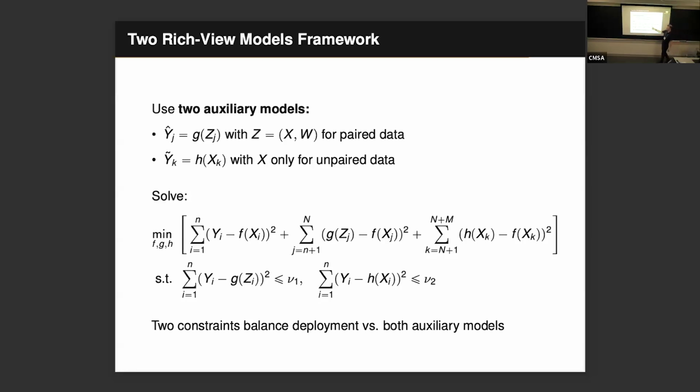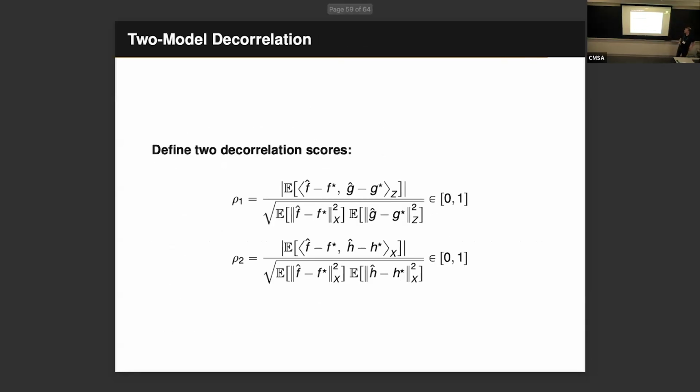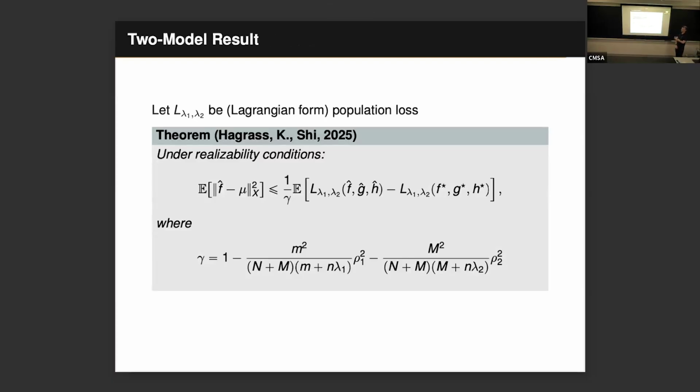And importantly, now we actually have two constraints, because we want to control the calibration for both of these auxiliary models to the true labels. Okay, so now we have two constraints. Okay, so just briefly going over some of the theory. Now you can define two decorrelation scores, and it turns out that these two decorrelation scores determine whether this additional data helps. So again, this is how related the errors are between these two auxiliary models and the deployment model. Okay, and it turns out that you get very much the same story.